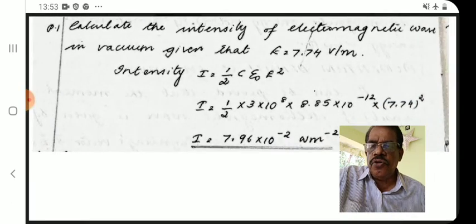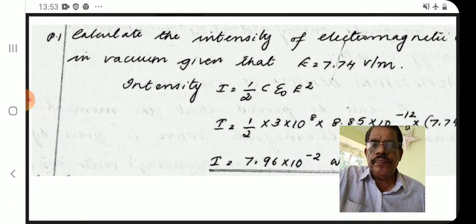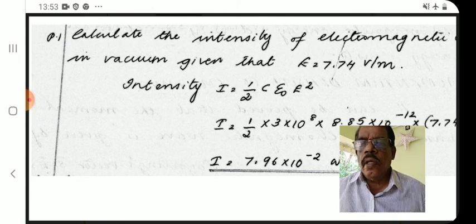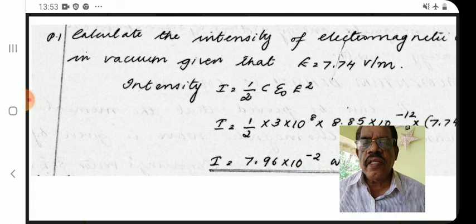Now we see one or two problems from this. Calculate the intensity of electromagnetic wave in vacuum given that E is equal to 7.74 volt per meter.